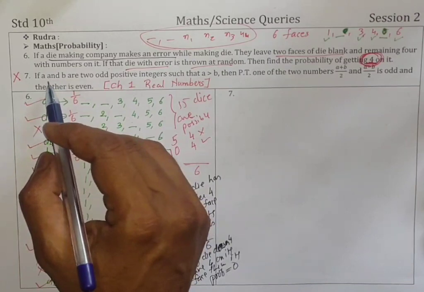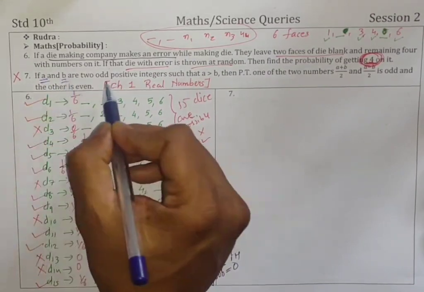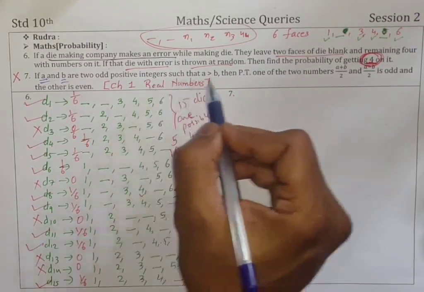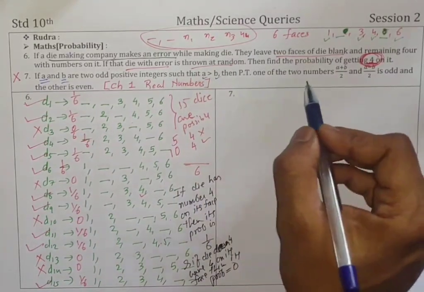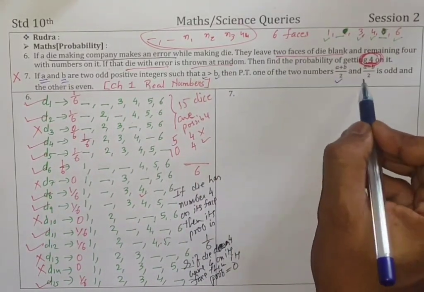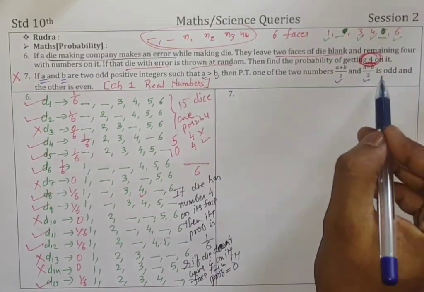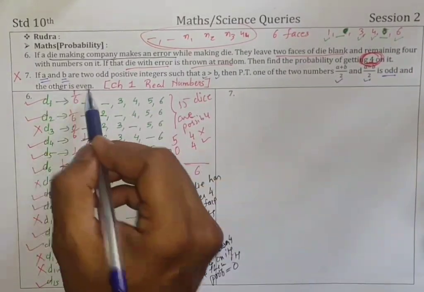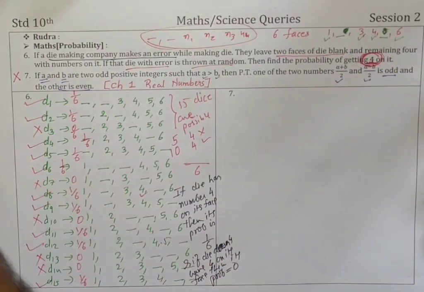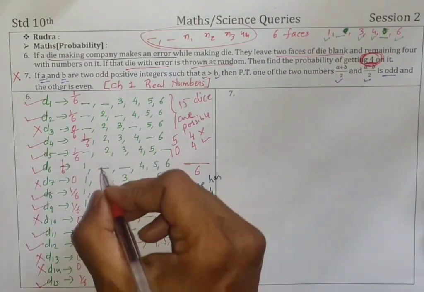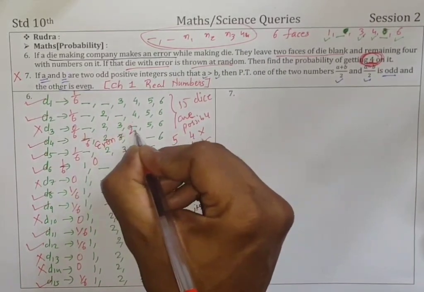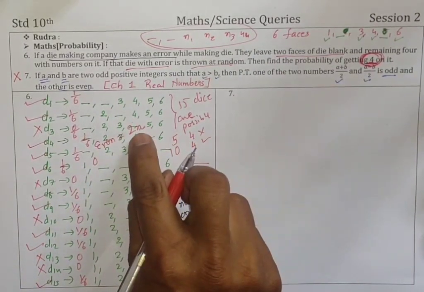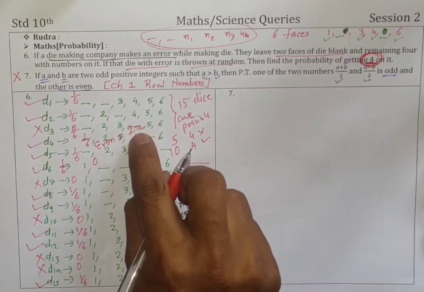If A and B are two odd positive integers where A is greater than B, then prove that one of the two numbers, this number and this number, one of the two is odd and the other is even. Children, you should know the concept of odd and even numbers. Even number is represented as 2n. Yes, multiple of 2, 2n. So that is always even.